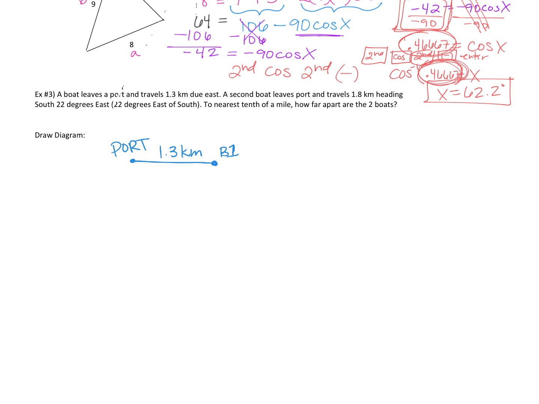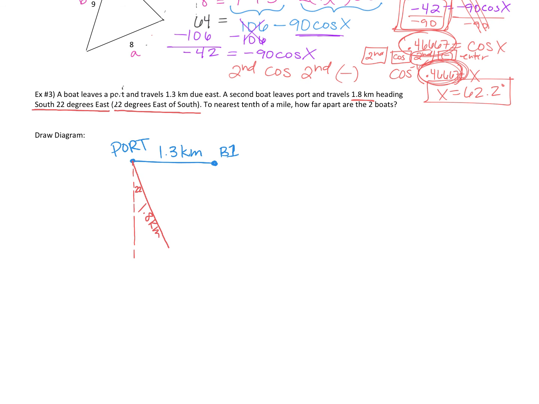That's a 1. This says a second boat leaves the port and travels 1.8 kilometers heading south 22 degrees east. That's another way of saying 22 degrees east of south. So if I was going south, it would be like this, right? If I'm going 22 degrees east of that, my 22 is here. Okay, 22 degrees east of south. It says that one is 1.8 kilometers.